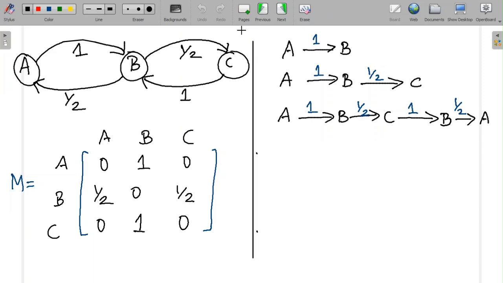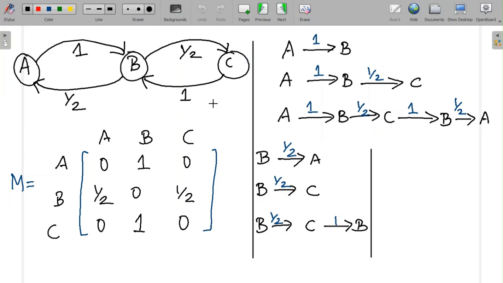Yes, there is a direct communication from state A to state B, from A to B and C, and from A to B to C, and then to B and then to A. So from state A, I can reach every other state. This is represented by these three equations. The same is true for state B. From B, I can reach A and C with probabilities of half. And once I have reached C, I can always come back to B with a probability of 1.